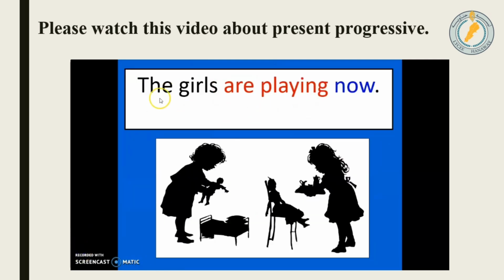Here is another example. The girls are playing now. The clue is now. We use the present continuous verb depending on this clue. Are playing is the present continuous tense. We used are over here because we have a plural subject, which is the girls.